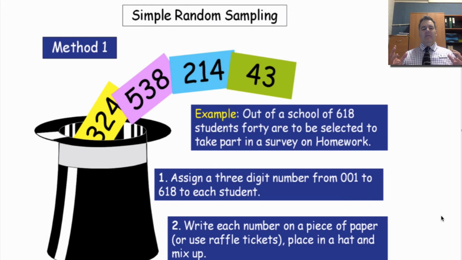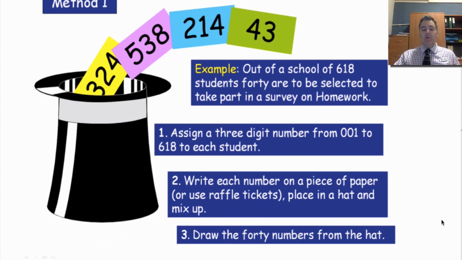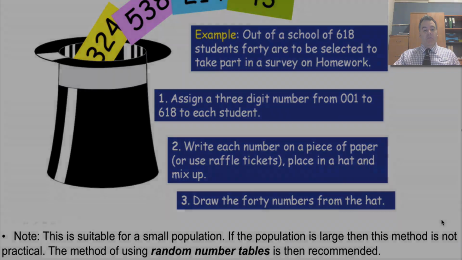Simple random sampling, easy to do. So if we've got 618 students and we want to choose 40 to take part in a survey on homework, what we need is to make a list of everybody from 1 down to 618, write each number on a piece of paper, and we want to draw 40 out at random. Now that might sound really boring, but it will get the job done.